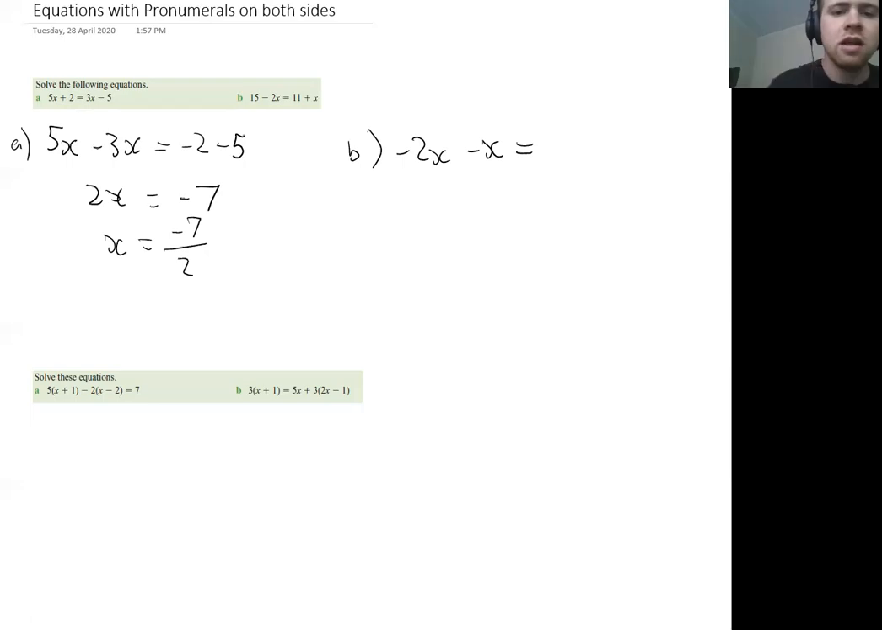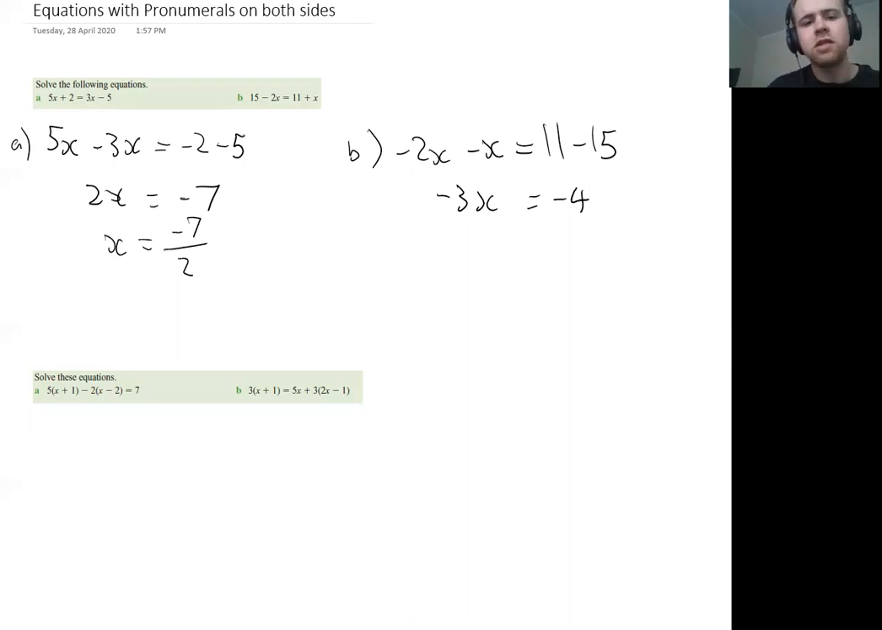Okay, and then the 11 stays where it is, and the plus 15 becomes a minus 15 on the other side. So we've just rearranged it. So we've got x's on one side, other things on the other side, making sure that whenever something moves across, we change the sign. If it was negative, it becomes positive. If it's positive, it becomes negative. So simplify both sides again. Minus 2x minus x becomes minus 3x equals 11 minus 15 becomes minus 4.